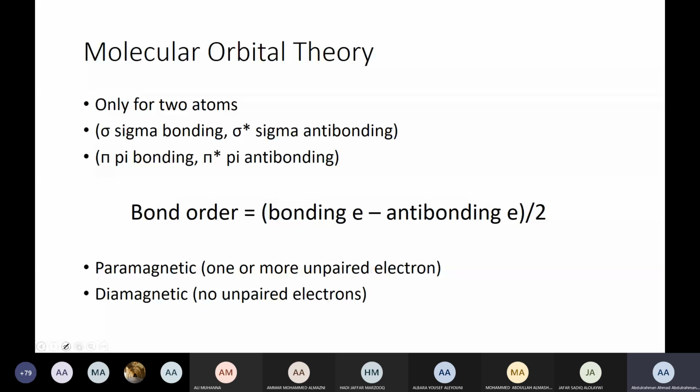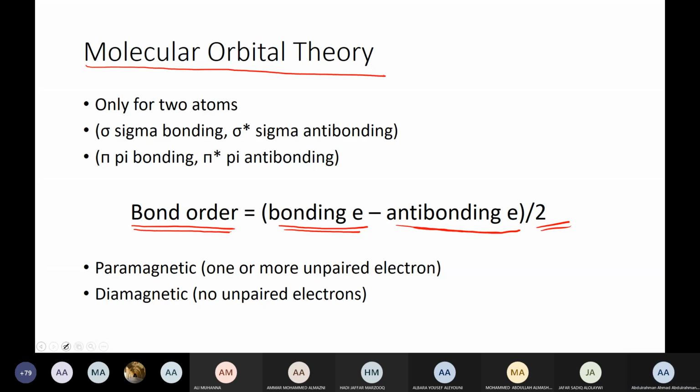The last thing in chapter 9 was called the molecular orbital theory, and I want you to know this very well. I want you to know how to find the bond order. How to find the bond order? Bonding electrons minus anti-bonding electrons, divided by 2.